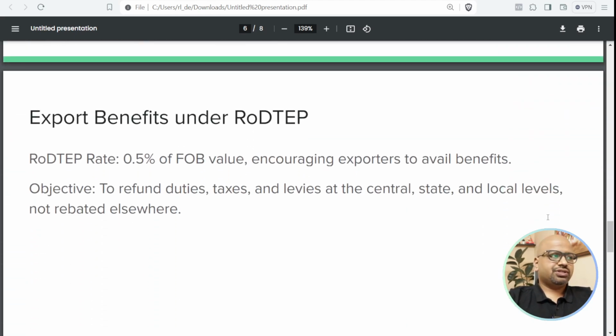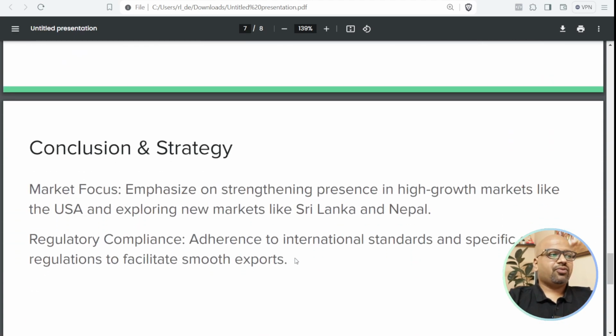The benefit we are going to get here is 0.5% per kg on FOB value. This is a refund of duties and taxes, local, central and state, whatever taxes you have paid, which you get back as a 0.5% refund. That is not remittable anywhere else; it's in script format.